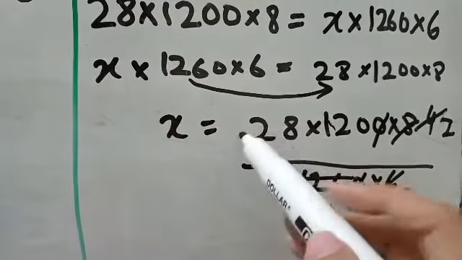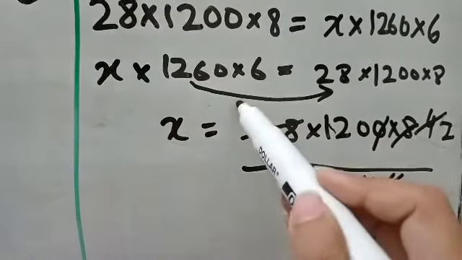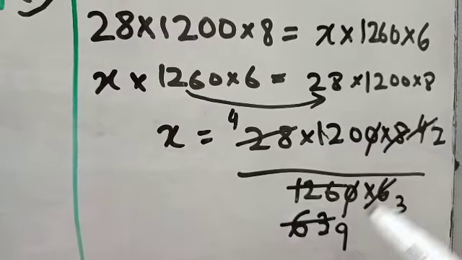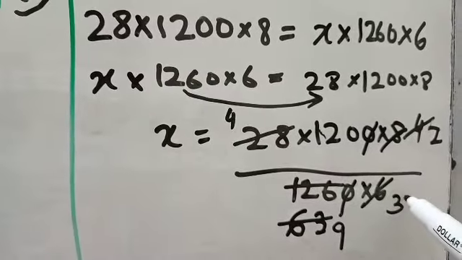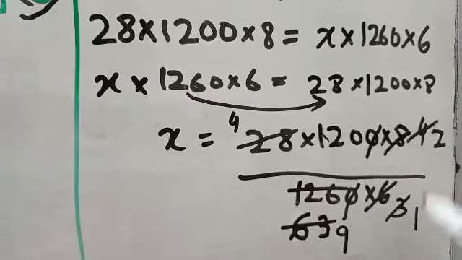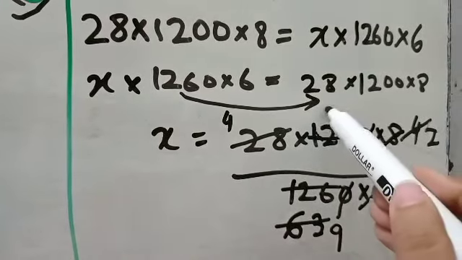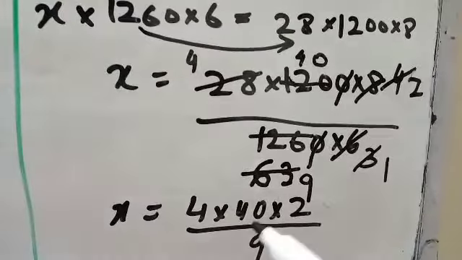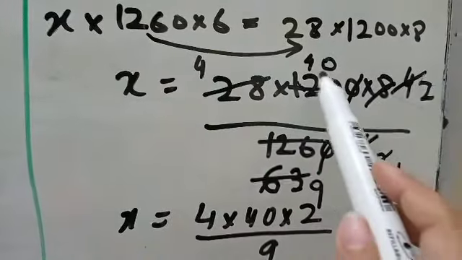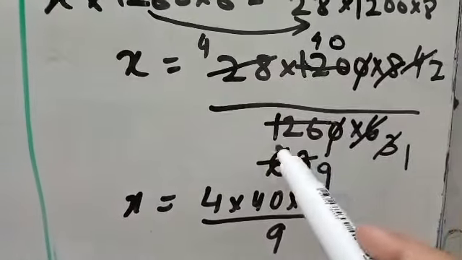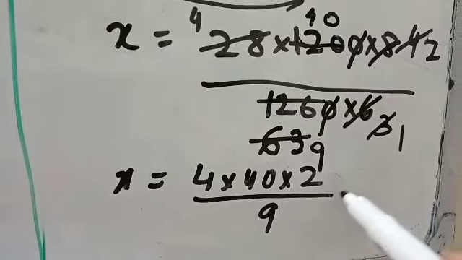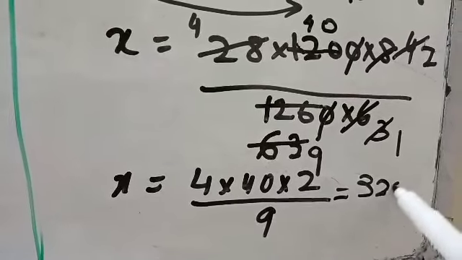Then it will reduce from 7 times table. 7 4s are, 7 9s are. 120 can also be reduced with 3 times table. 3 ones are, 3 fours are, 0s are. Now see, nothing can be reduced, so I just copy the number. 4 is left over here, 40 is left, 2 is left. Here in denominator 9 is left, so I copied it. Now I will multiply it. I will get 320 upon 9.